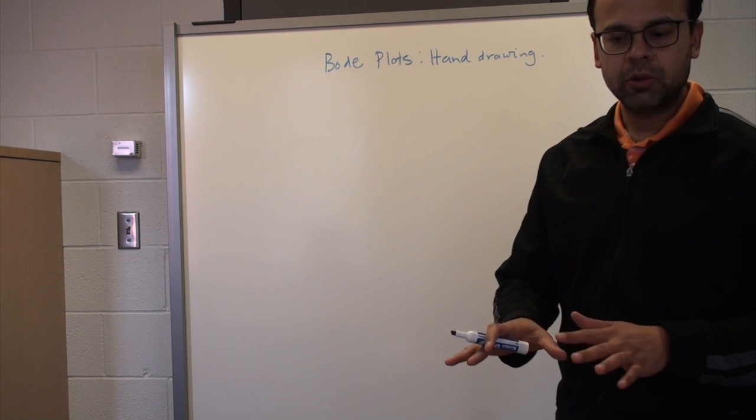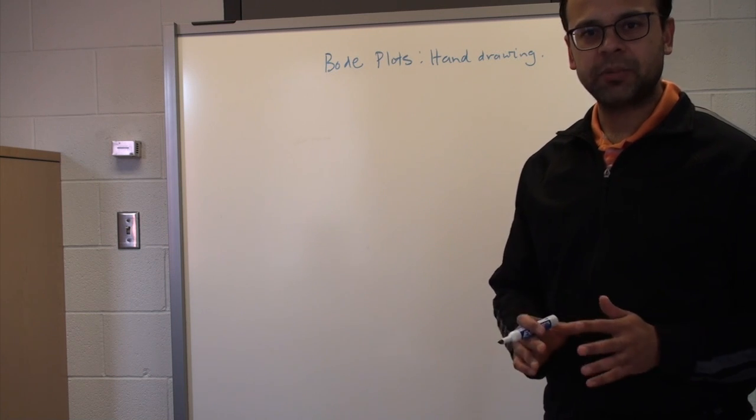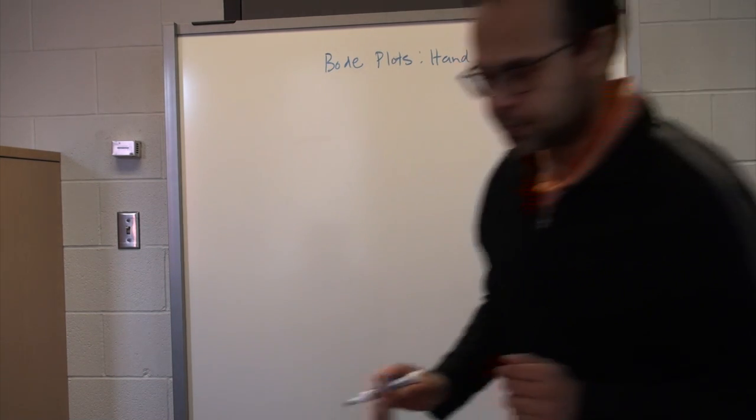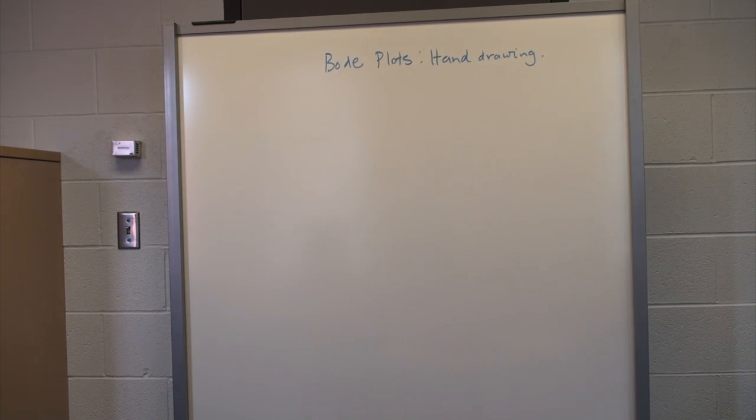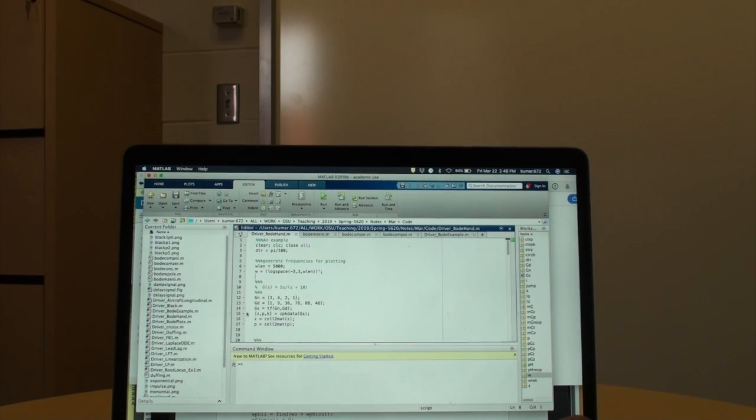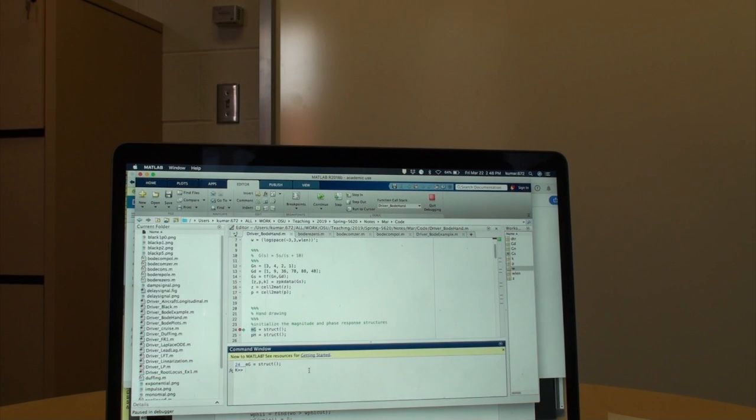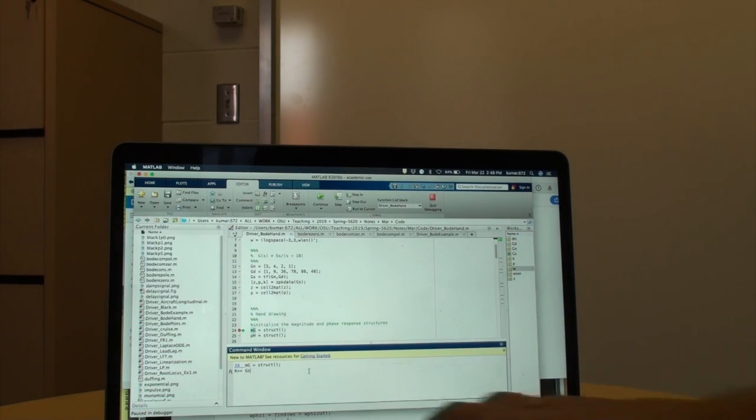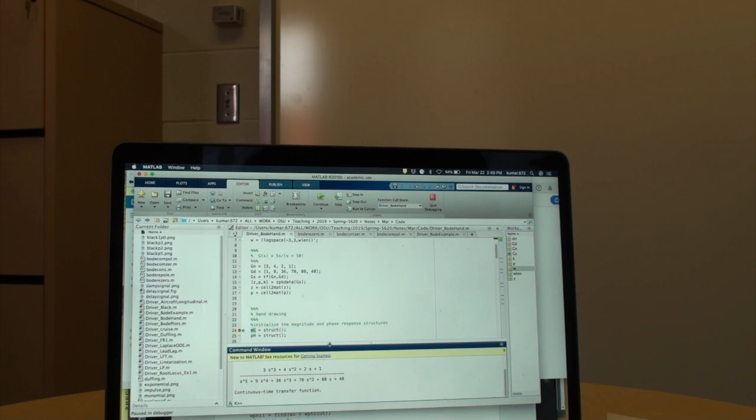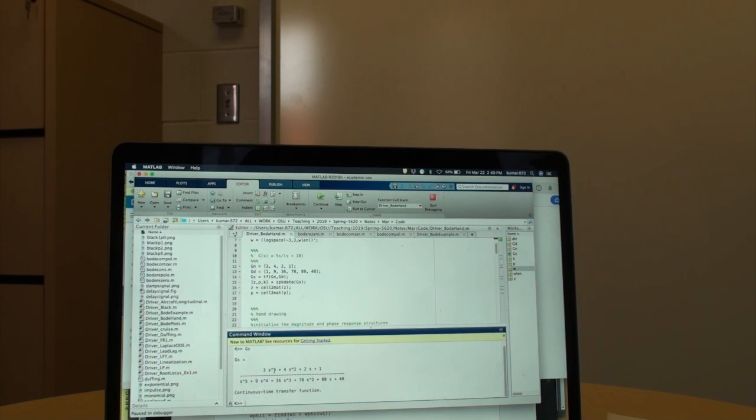So we're going to look at the code and see how to break up a generic transfer function. So the transfer function, we have this example. I'm going to share this code with you. Start running the code, and here's the transfer function that we have. So if I look at G(s), there's a third order polynomial in the numerator and a fifth order polynomial in the denominator.